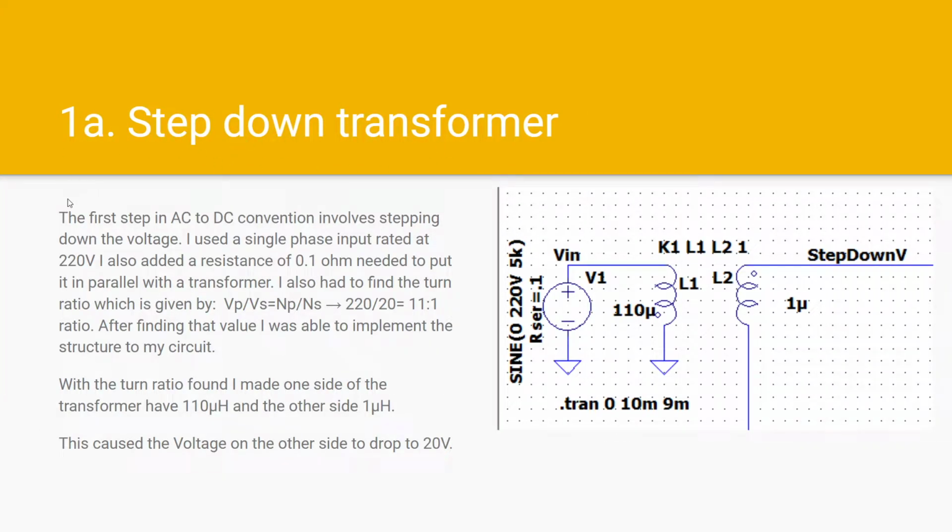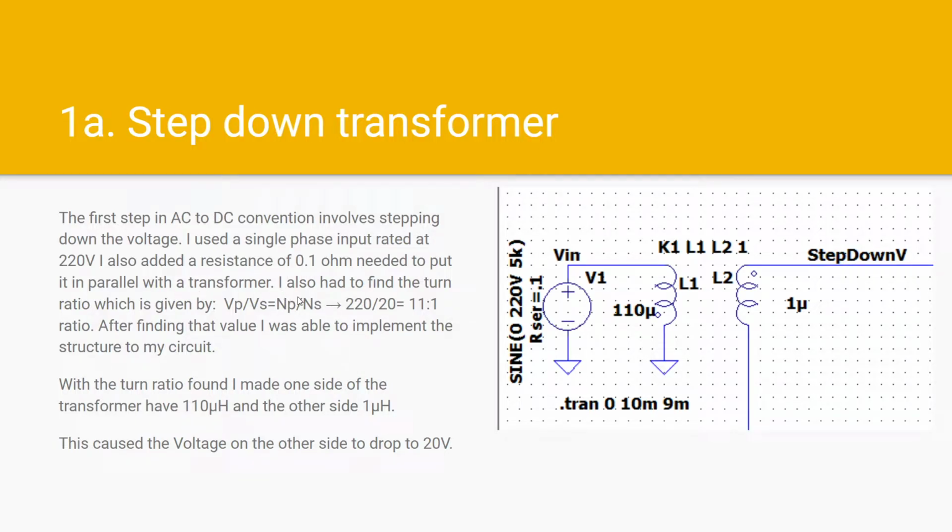The first step was to step down the voltage. So, in order to get from AC to DC, that involves using transformers here just to step down the voltage. I used a single phase input rated at 220 volts. I also had to add 0.1 ohms of parallel resistance needed in order for this to be allowed to happen in the simulation.